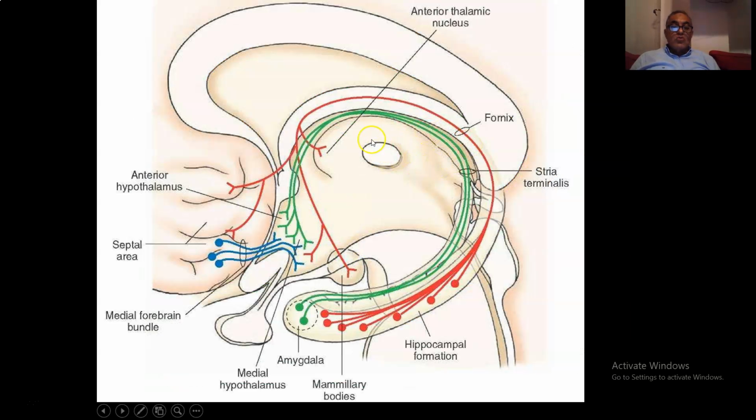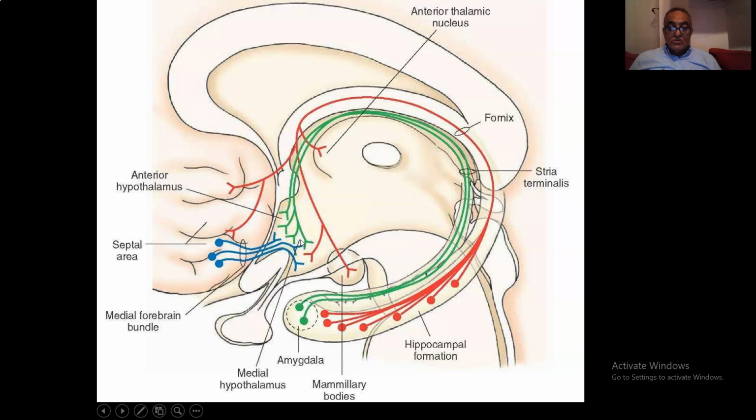This is a more detailed view of the pathway going here: hippocampus, hippocampal formation, forming the fimbria of the hippocampus, the crura, the body of the fornix, and then ending by the column, ending into the mammillary body. Also the amygdala through the stria terminalis ending into the septal region.